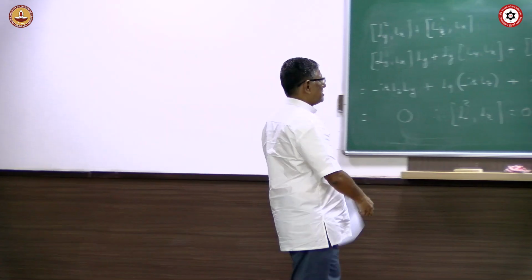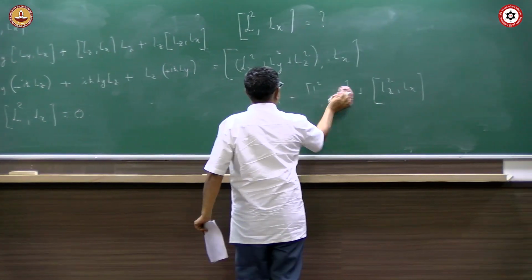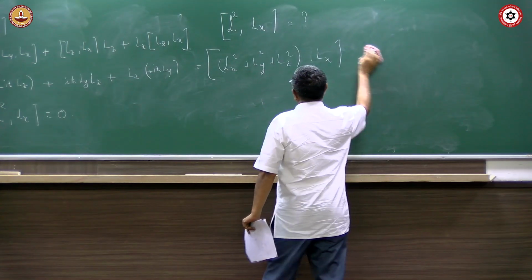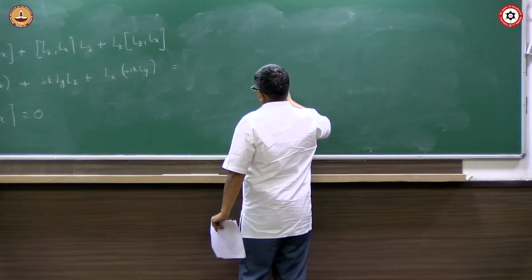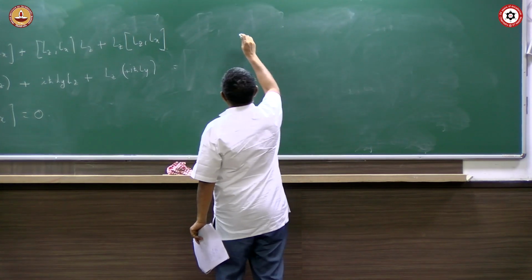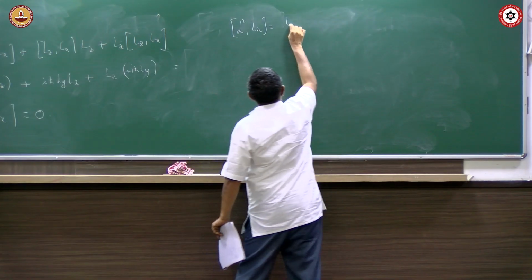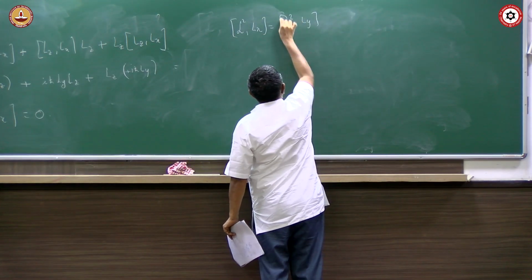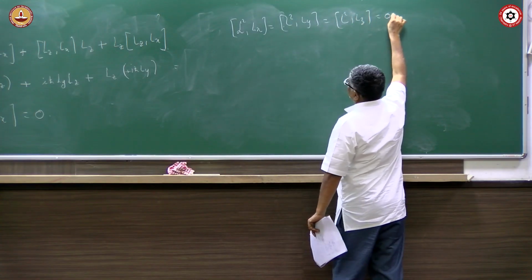All right, what about this? Now again we can generalize. Therefore, L square comma Lx, L square comma Ly, and L square comma Lz are all 0.